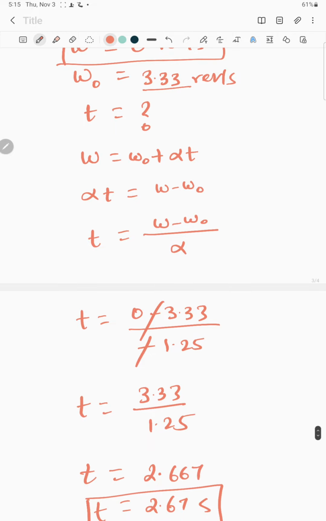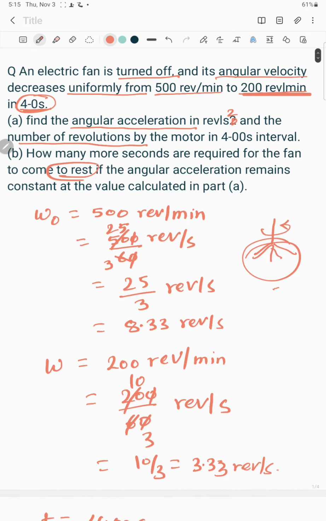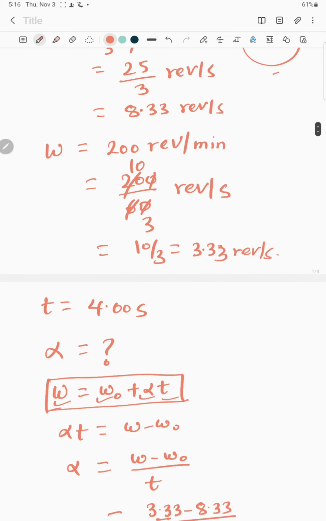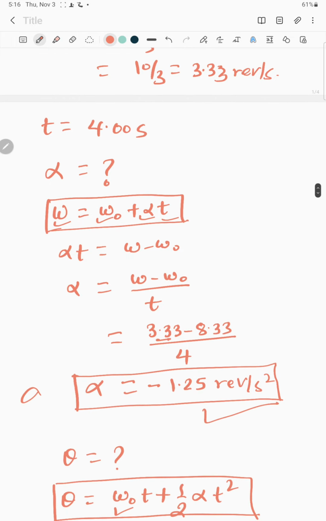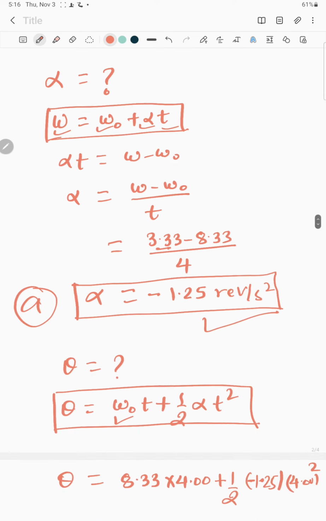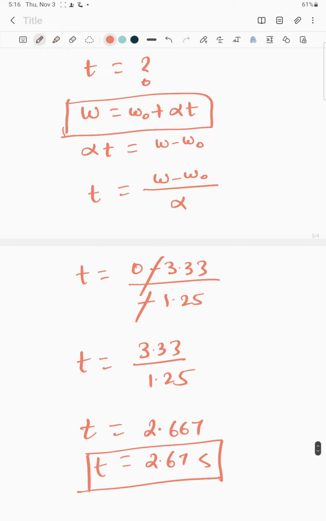So how long does it take? To calculate the time period, we again use the same formula that we used at the beginning. And it is also said that the angular acceleration remains constant as in part 1. That means we can use the angular acceleration calculated from part A. So this is part A where we got the angular acceleration. Putting all these values together here, time can be calculated, which is 2.67 seconds.